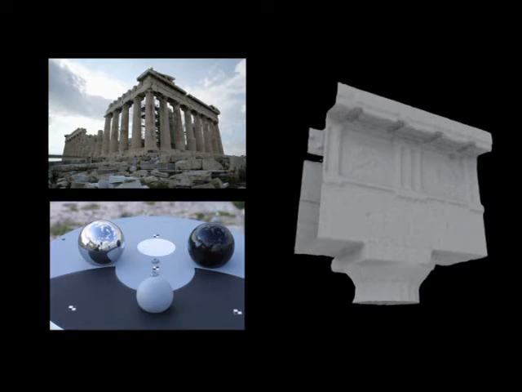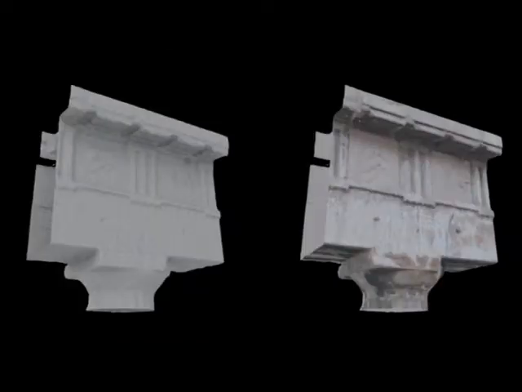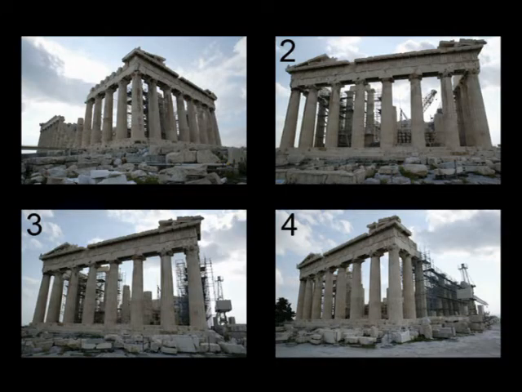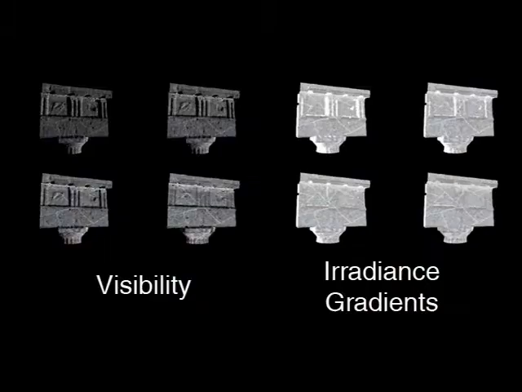We then project the radiance values from the photograph onto the voxel, and we compare the rendered values to the photographed values to determine updated reflectance parameters that best match the radiance observed in the photograph. This process is repeated for all photographs viewing the voxel, and the reflectance properties are averaged together, weighted according to visibility and irradiance gradients.